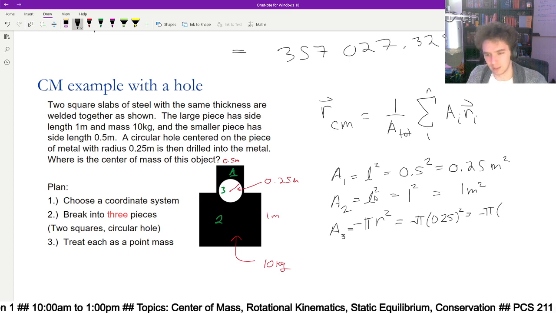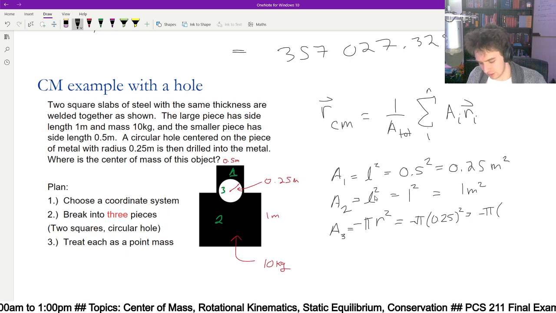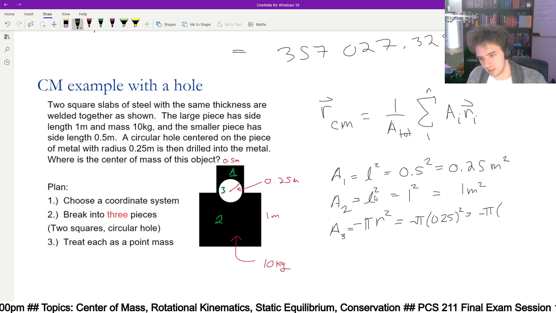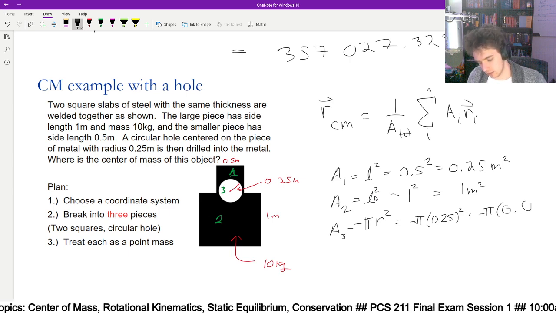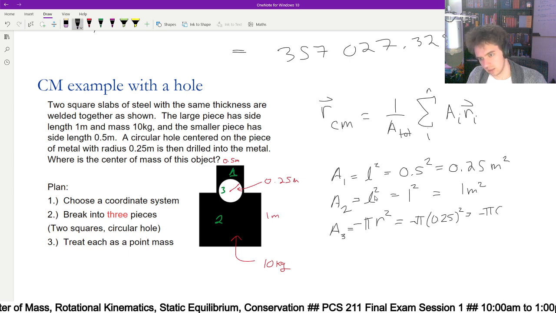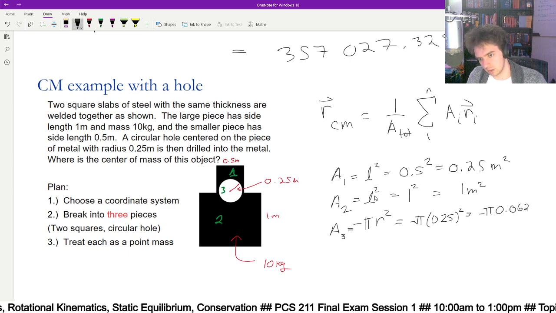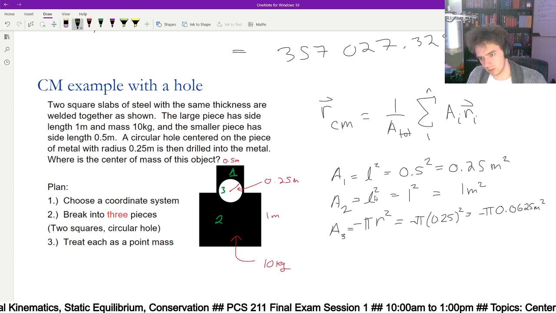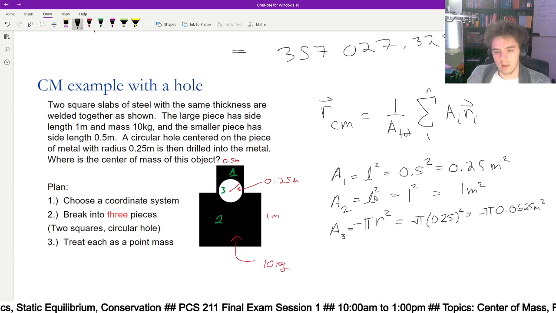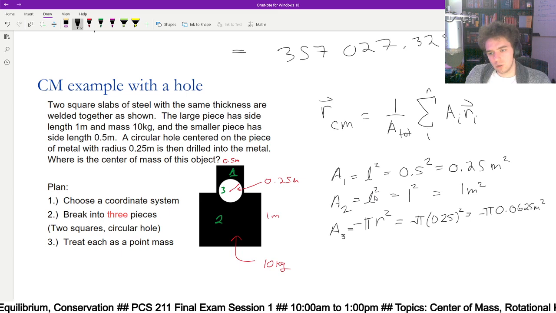No, 1 over 16 is what I was thinking of. But that's just a 0.0, running out of space, 0.0625 meters squared. Yeah, okay. So we have all our areas.